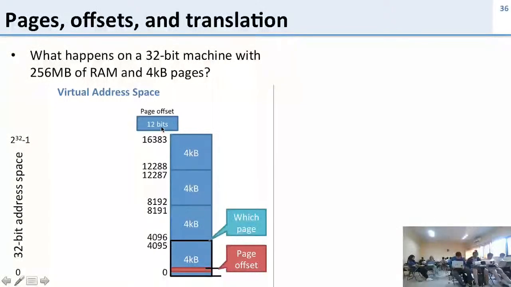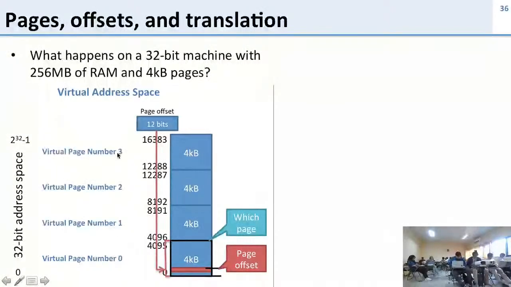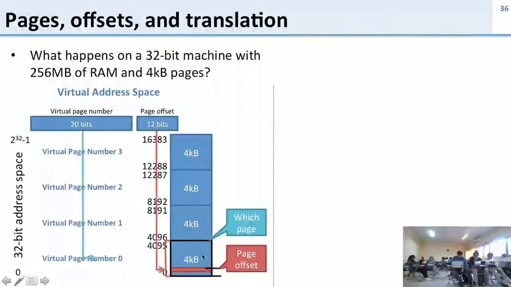Now the page offset, these are the last 12 bits of the address, and they tell us where we are within the page. To know which page we're at, we need to know is it virtual page 0, 1, 2, 3, etc. That's the other 20 bits of the address. So the virtual page number parts of the address tell us which page we're on, and the page offset bits tell us where we are within the page.